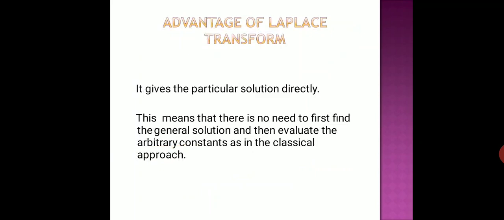Means first of all you have to find the complementary function, and then you have to factorize it. You have to find whether the roots are real or complex, etc. The first step is to find the auxiliary equation and then factorize it. Then we get the complementary function, and next you have to find the particular function, etc.